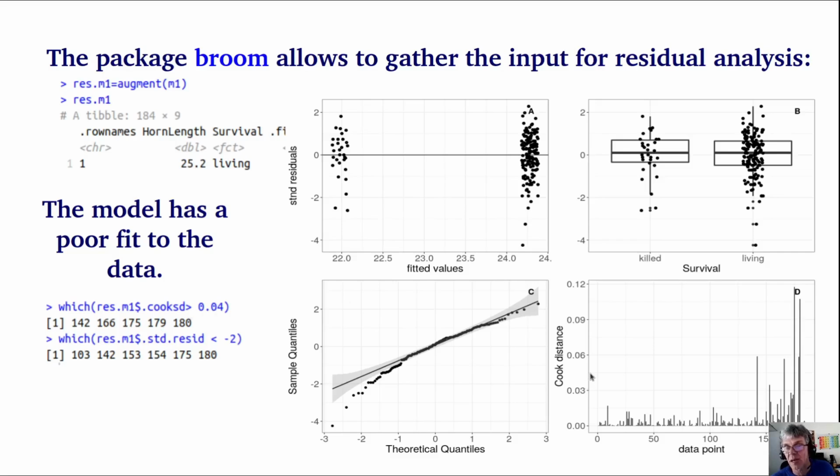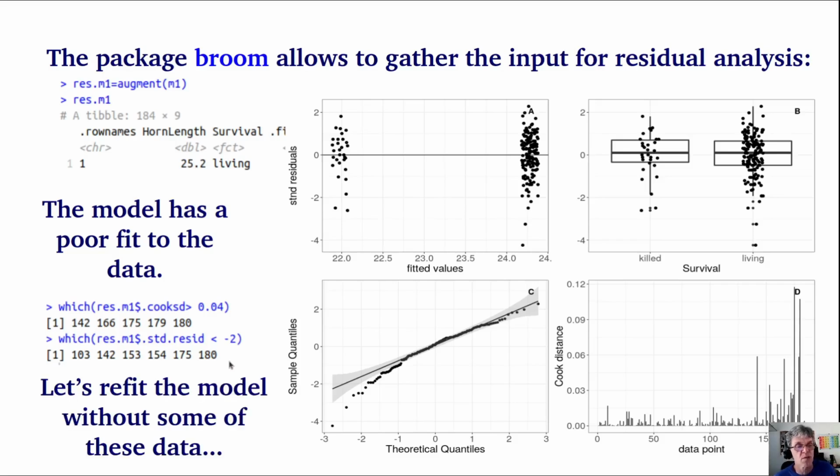By Cook distance, I arbitrarily chose bigger than 0.4, and these are the lines of the data frame that have Cook distances bigger than 0.04, and here are the lines of the data frame which have a standardized residual lower than -2. These are the lines of the data frame.